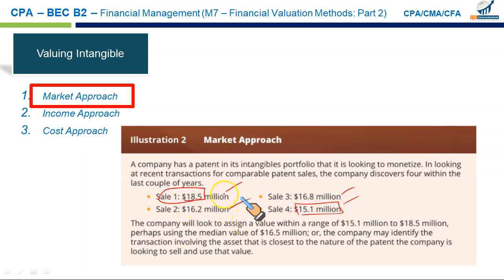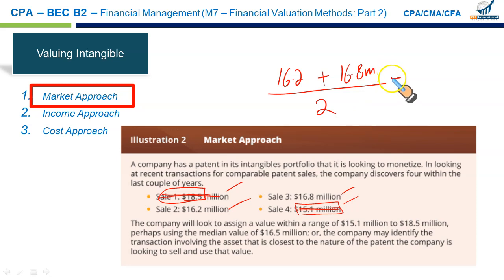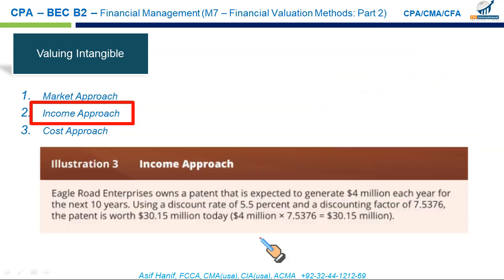So when 2 extremes are available, what you should do is go for the median, the middle number. Now these 2 extremes are rejected. Now we have these two middle values, 16.2 million and 16.8 million. So the preferred approach in the market approach is to take the median. Add these 2 up, 16.2 plus 16.8, you would get 33, divided by 2, you get a middle number called the median, that is 16.5 million. That's it, right? So this number is the median, and this is what you can use in the market-based approach.